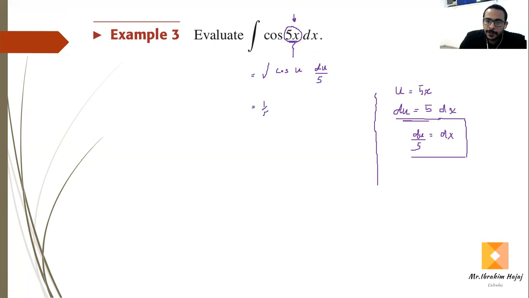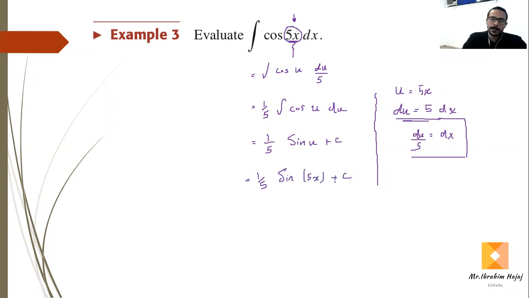One over 5 as a constant goes outside, and the integral of cosine u du is sine u plus c, and then substitute again the u by its value, 5x, plus c. Yes, same answer. But the reason here is because it's linear.